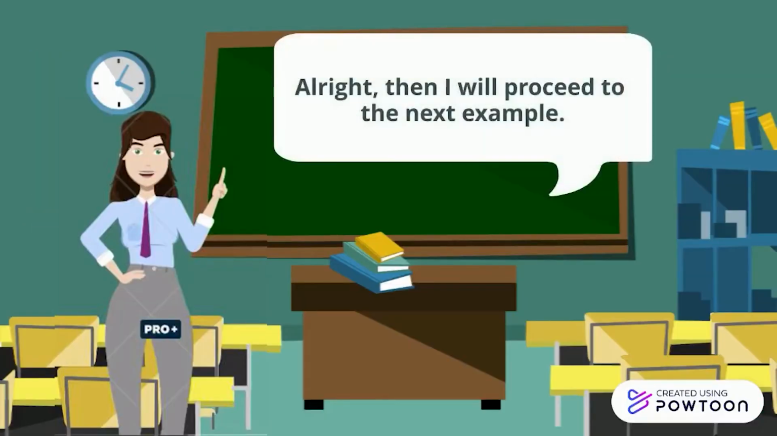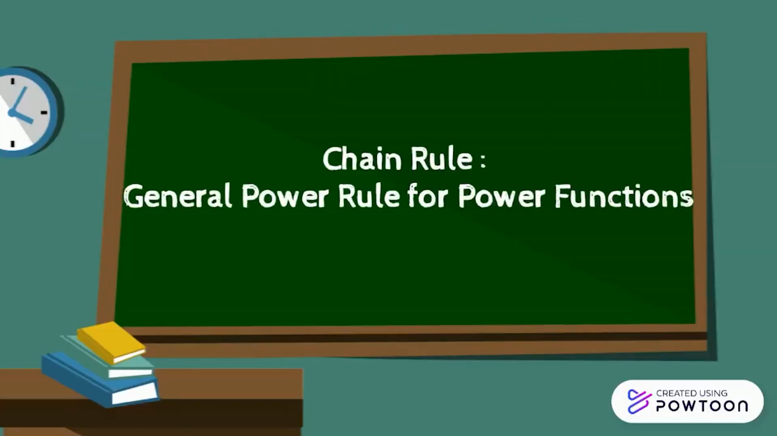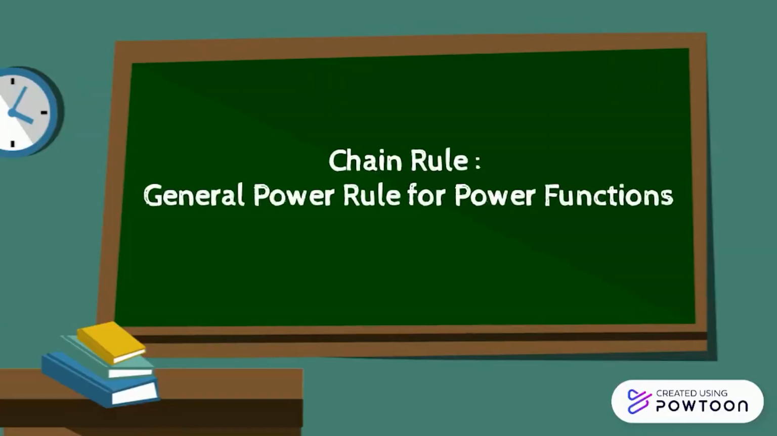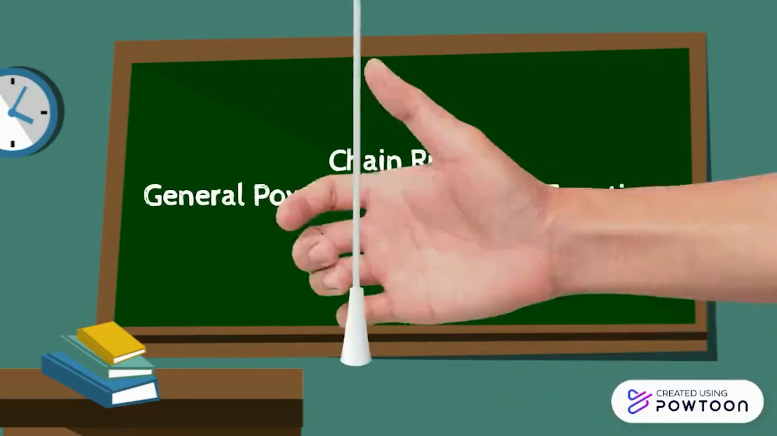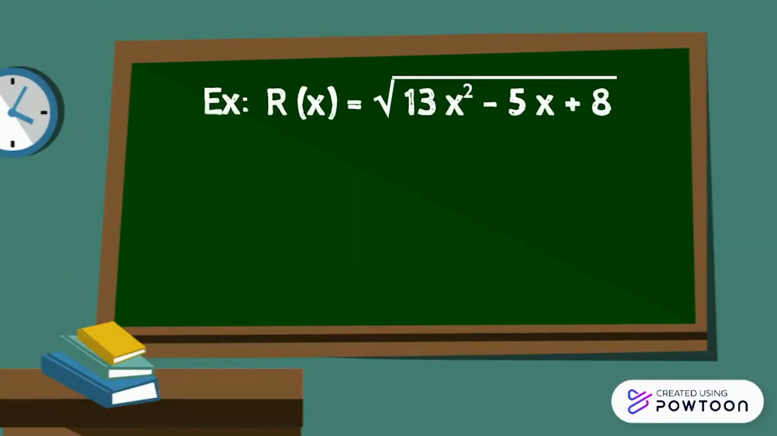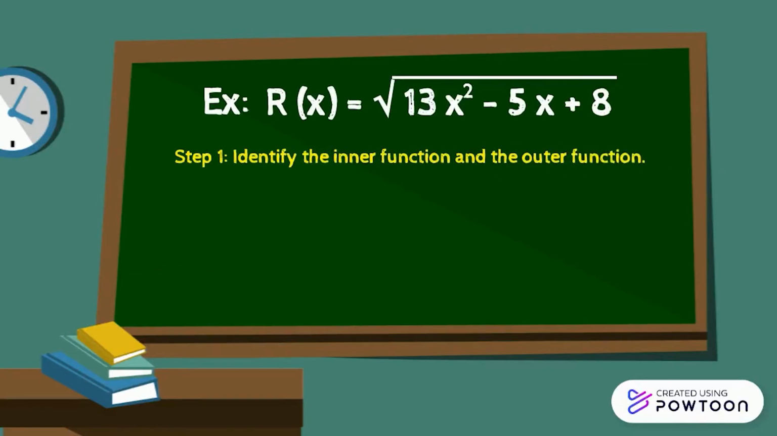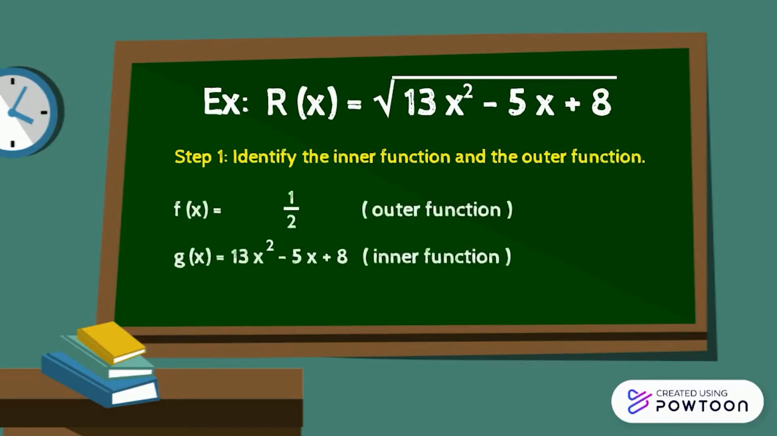Alright, then I will proceed to the next example. Next, we will see another example for the chain rule general power rule for power functions. This is the example. Step 1, we need to identify the inner function and the outer function. f(x) is x to the power of 1 over 2 and this is the outer function, while the inner function is g(x) equal to 13x squared minus 5x plus 8.